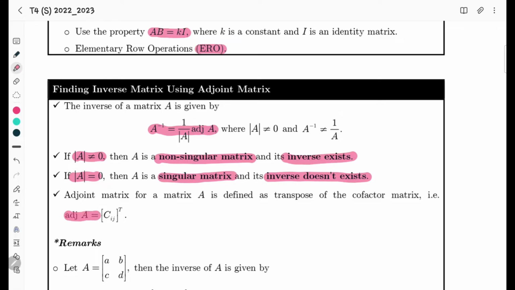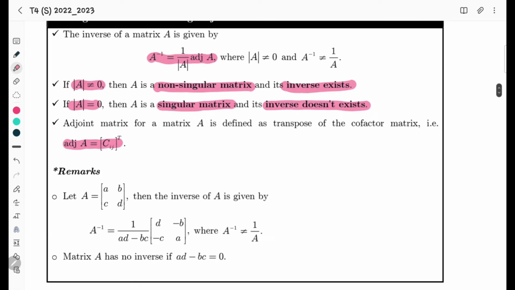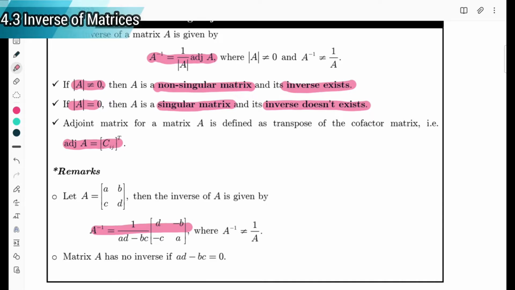cofactor transpose. Remarks: let A equal to [A B; C D], then the inverse of A is given by 1 over AD minus BC, and then the cofactor will be D, negative B, negative C and A. The adjoint will be D, negative B, negative C and A. Matrix A has no inverse if AD minus BC equals 0.